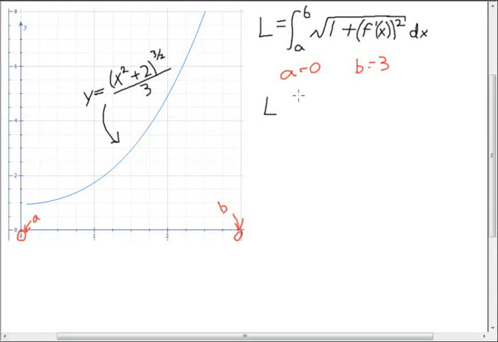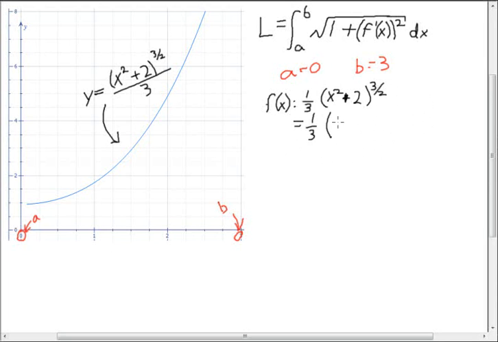So what's our derivative of the function? f prime of x is the derivative. So what's the derivative of this? Well, let's rewrite this. f of x is equal to 1/3 times x squared plus 2, all to the 3/2. And then we just hit this with a chain rule.